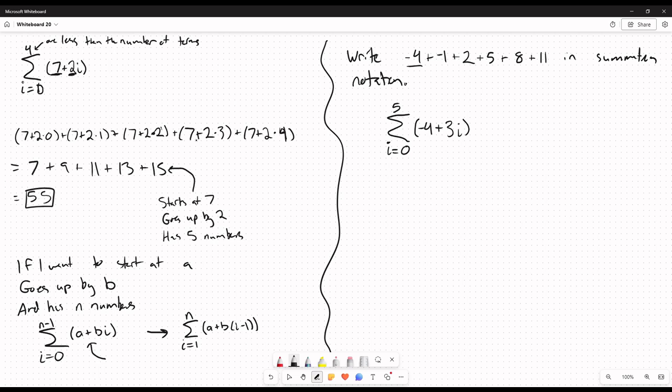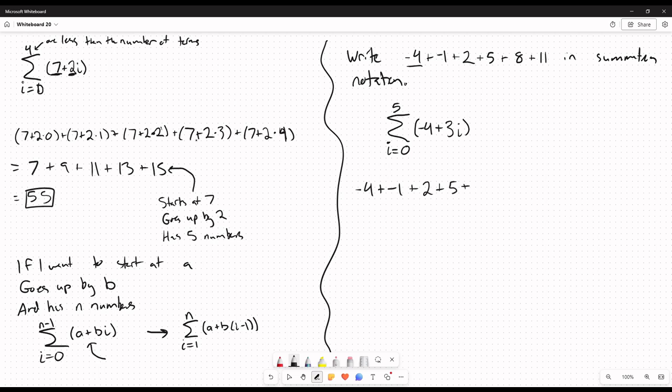And let's just double check. Does this do the job? Does this do what I wanted it to? Well, let's look. First, I'd plug in 0. That's going to be -4. Then I'd plug in 1. That's -4 plus 3, which is -1. Then I'd plug in 2. That's -4 plus 6, which is 2. Then I'd plug in 3. That's -4 plus 9. That's 5.